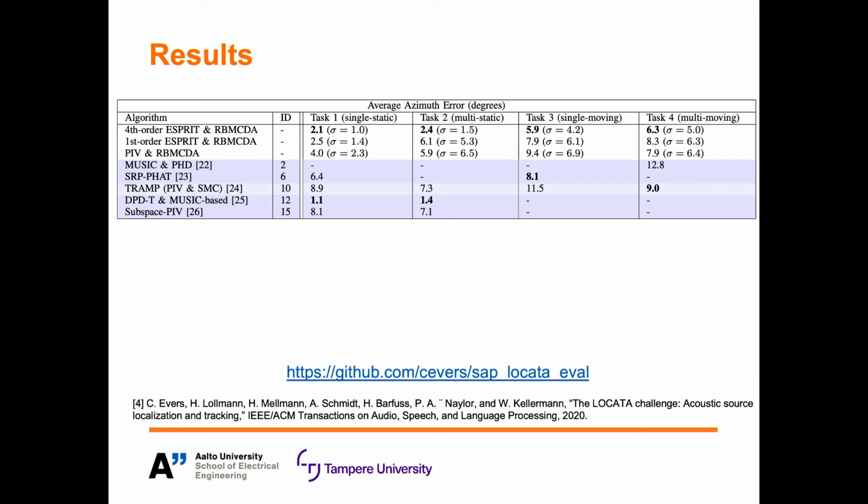As you can see, the results for the first two tasks are close to the winning submission, whereas the error values for the moving source tasks are lower than the original winning submissions. However, importantly, unlike the majority of the original submissions, our system was implemented as a real-time loop, and we also performed no post-processing of the tracker data.